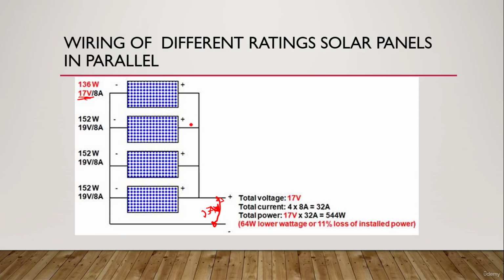The total current is going to stay constant. 8 times 4 is going to be 32. Now the total power, with the voltage reduced to 17, times 32, we're gonna get 544 watt. In this case, there is 64 watt of losses compared to the previous one, or 11%.